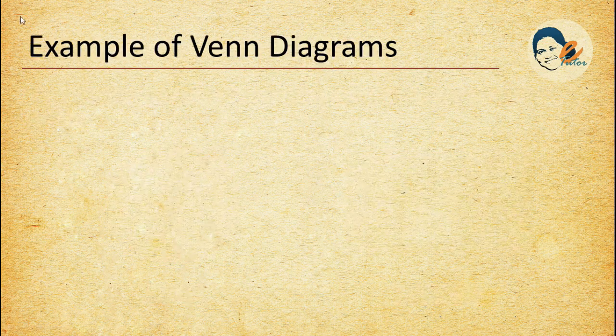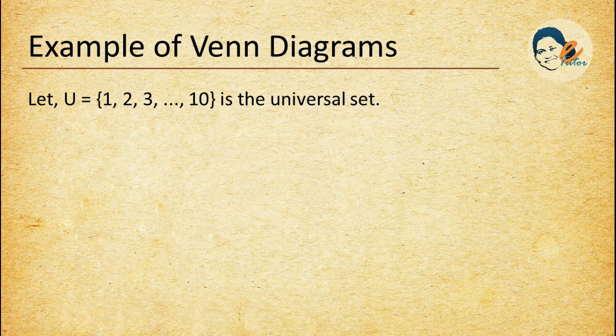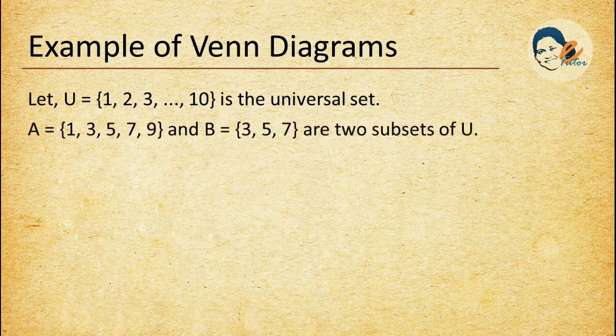Let's have an example of Venn diagrams. Assume capital U is the universal set which has elements from 1 to 10. Now, capital A and capital B are two subsets of the universal set U. And also this is clear that the set B is a subset of set A, right? Now, let's see how we can represent this universal set and these two sets in a Venn diagram.